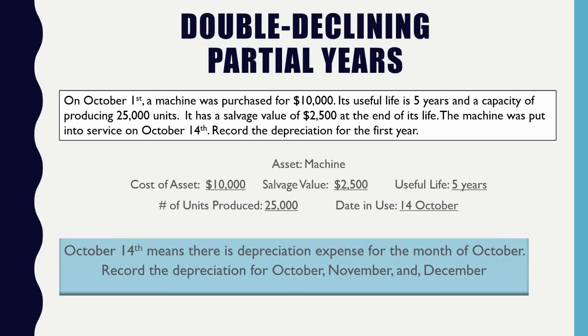Okay? So in this case, I bought a machine that's worth $10,000 with a salvage value of $2,500. Its useful life is 5 years, and the number that it could produce is 25,000. The date that we placed in service was October 14. So in this case, when do I start depreciating it? November. Why November? We still have 3 months left from that year, right?